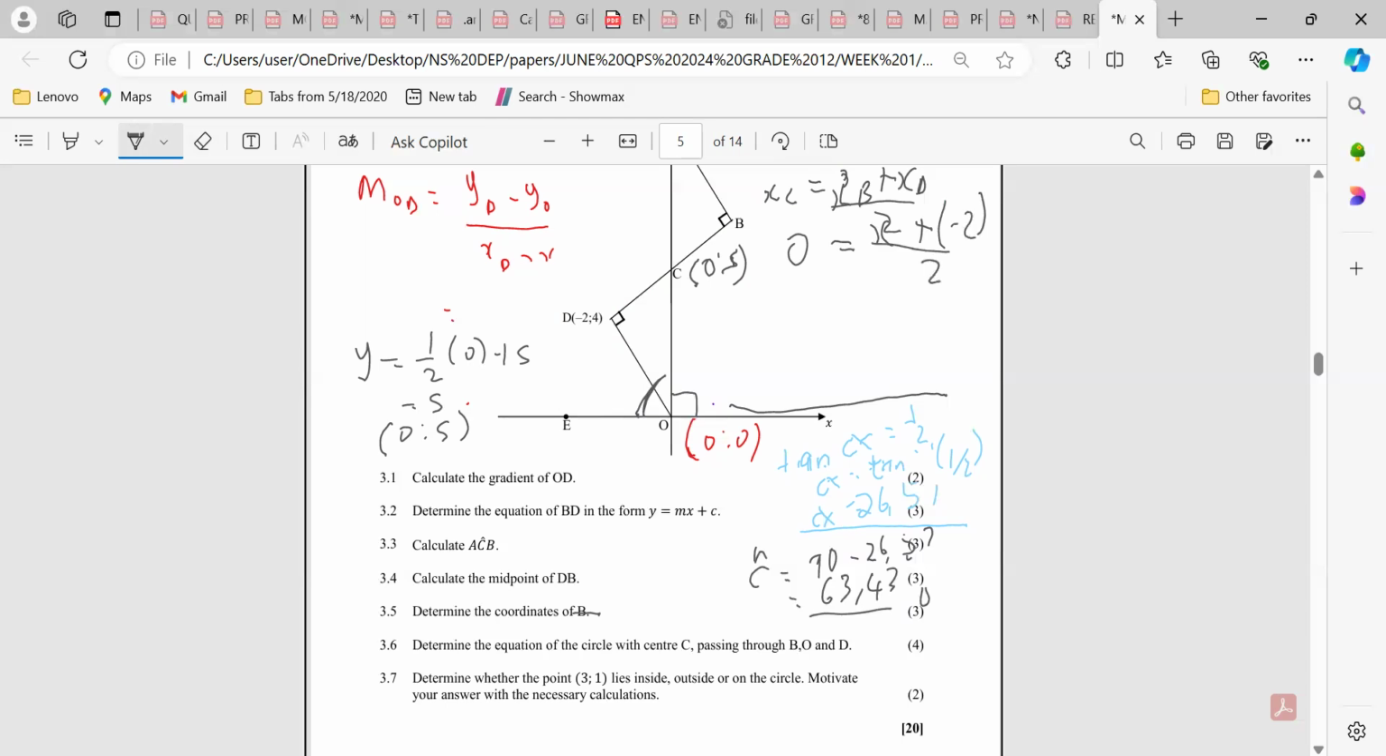Cross multiplication. 2 multiplied by 0 is 0. So we have 0, which is going to be equal to x minus 2. And then x is going to be equal to 2. So we have coordinate number 1. Okay, let's go and get coordinate number 2.